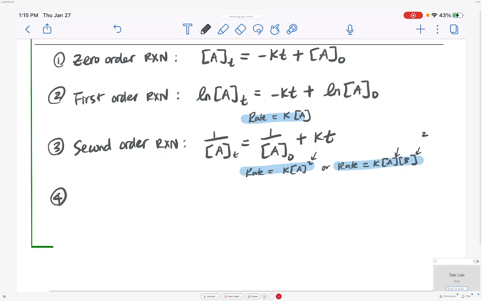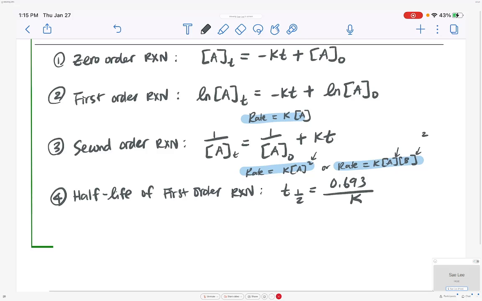The fourth concept that we covered was the half-life of a first order reaction. This had an equation of t 1/2, the half-life time, equals 0.693 over k. So half-life basically means the amount of time required for a concentration to become half of the initial concentration.